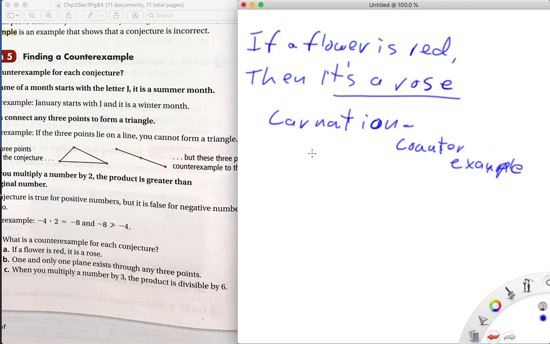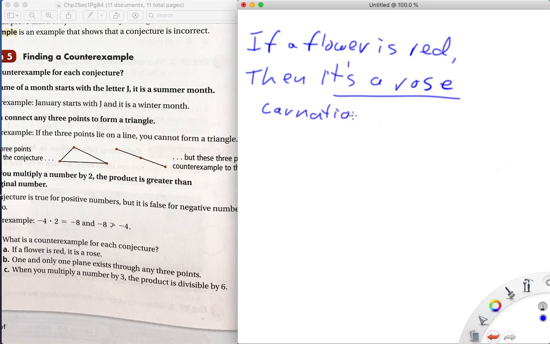Okay. Another one. So this would be a carnation, or anything that's red that's not a rose, which is a lot of stuff, if you know your flowers, which I don't, by the way.